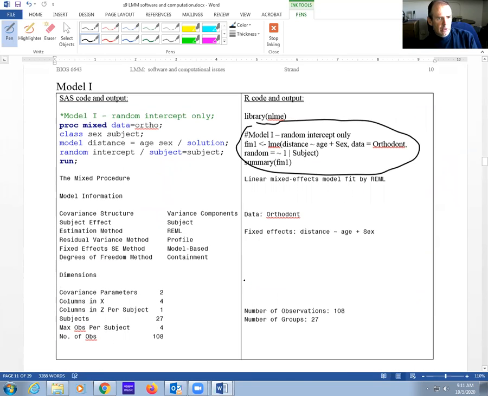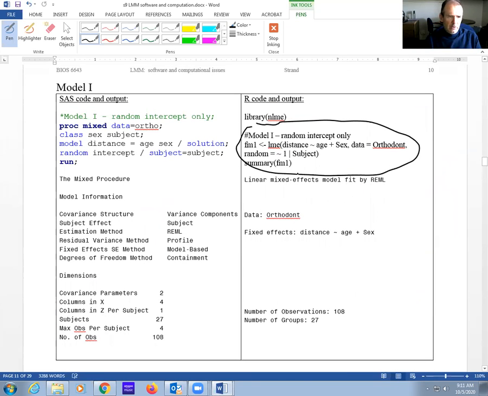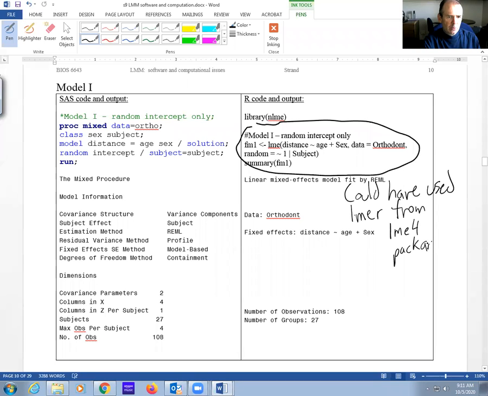But again, in R, we could have done this. We could have used, in this case, LMER from the LME4 package, okay? Because we just have a random effect where we don't specify the error covariance structure.